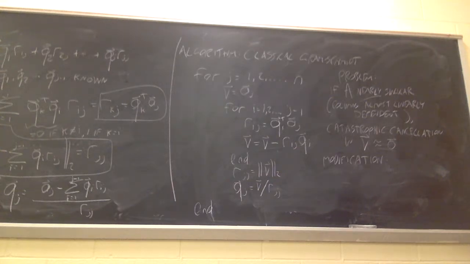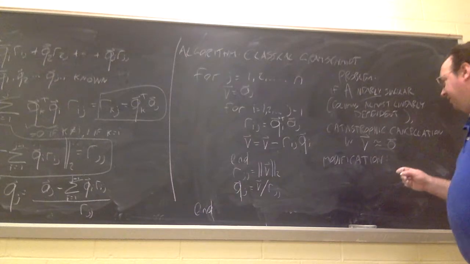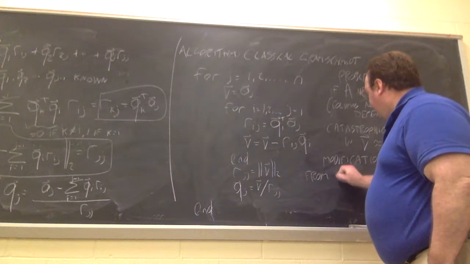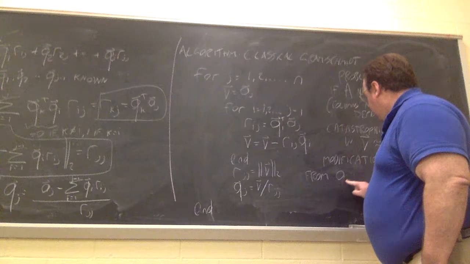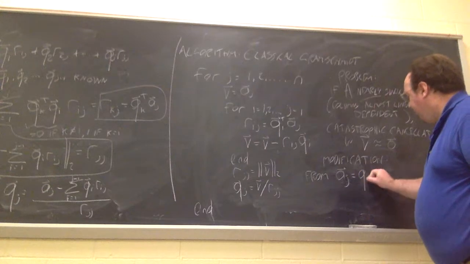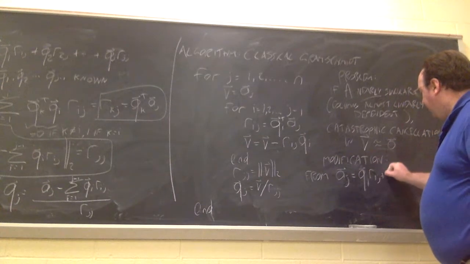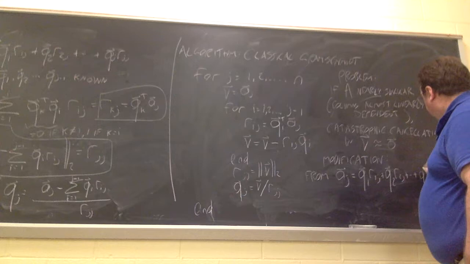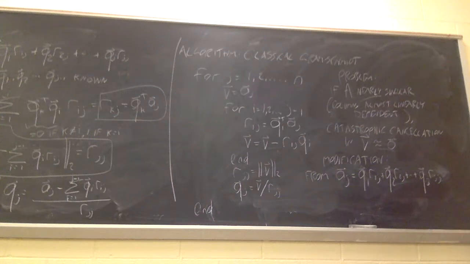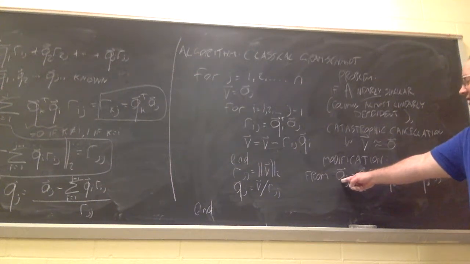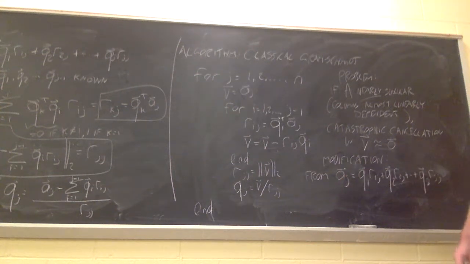Or put another way, from this equation, AJ is equal to Q1 R1J plus Q2 R2J and so forth up to QJ RJJ. Now, how did we get the entries of R before? I would take the dot product of this with one of the Qs.